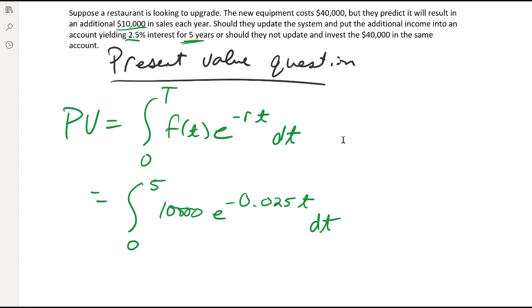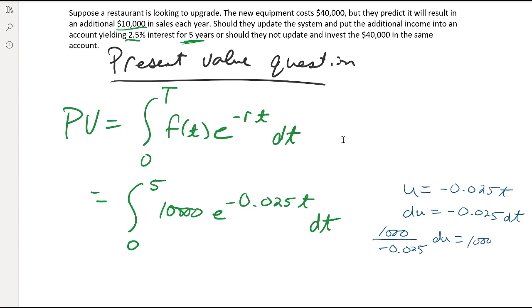We have to do u substitution. So we know u is negative 0.025t, which means that du has to be negative 0.025 dt, but we don't have that. We know the trick. We need to multiply the du equation by 10,000 divided by negative 0.025. Be careful with your negatives there. If I multiply that fraction on the right side of my equation, the negative 0.025s cancel, and we're left with 10,000 dt.